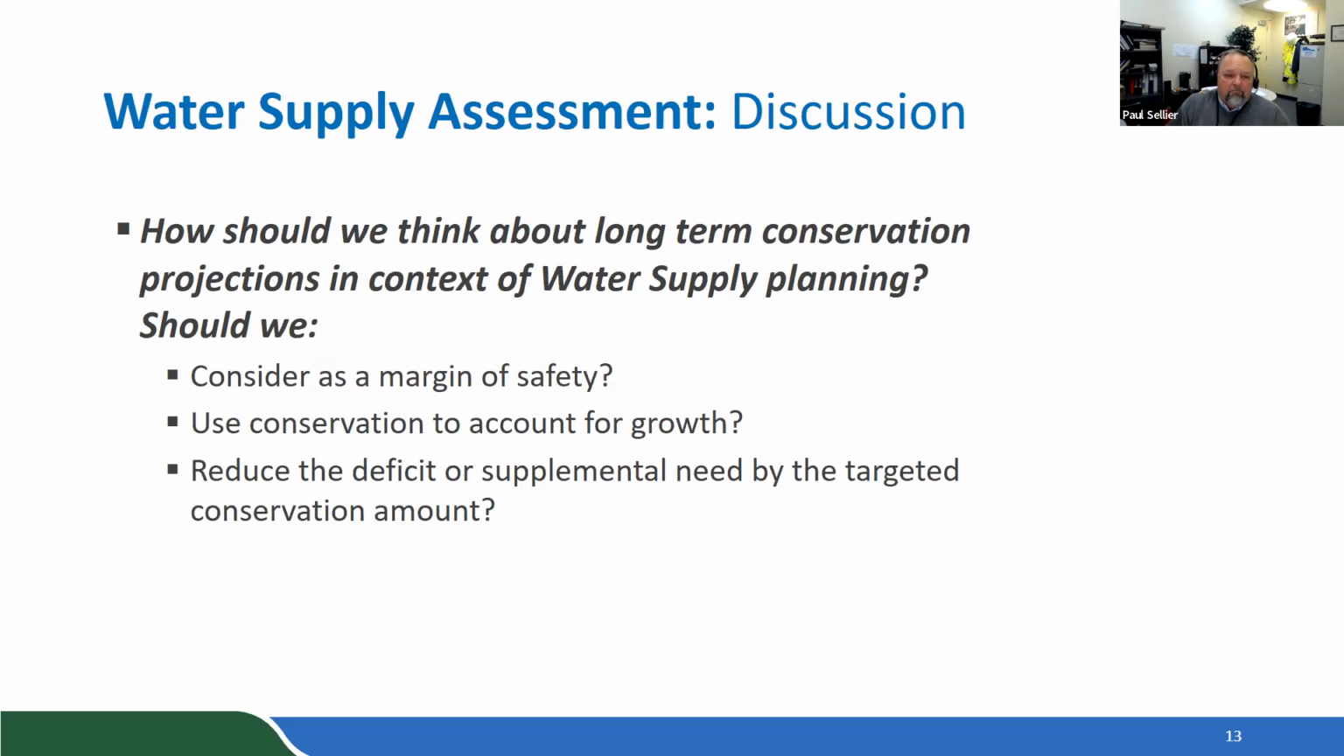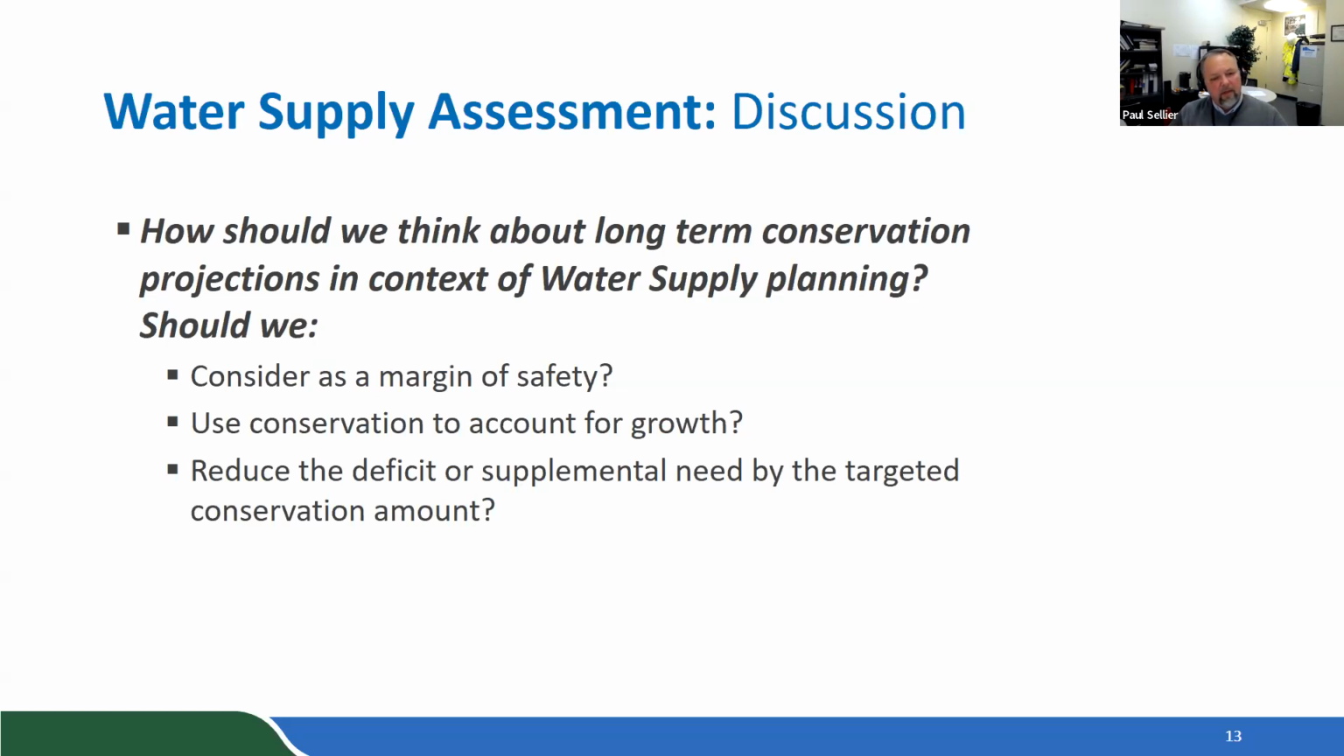The other is here in the middle, right? Use conservation to account for growth. What I mean by that is, when we're talking about this in the context of holding demand constant, in 10 years there's going to be theoretically a certain amount of growth within the service area. And this is up for debate how much that's going to be. But would we allocate conservation to deal with growth and pursue it in that way?